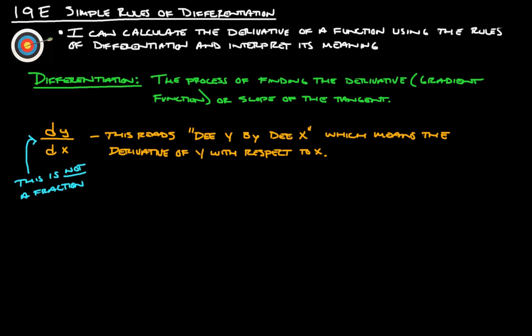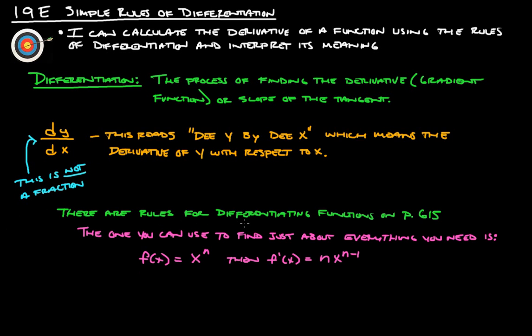Now, there are rules for differentiating functions on page 615. I think there are 4 different ones, and there's one primary one that is the big one you need to know. It will pretty much take care of everything we're going to cover in our course, and that's this. This may not make a whole lot of sense until we put it in action, which we're going to do in a second.